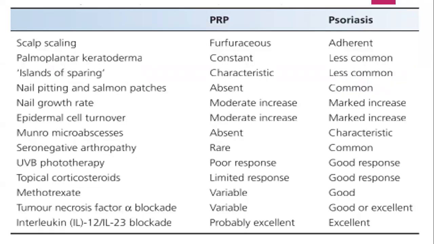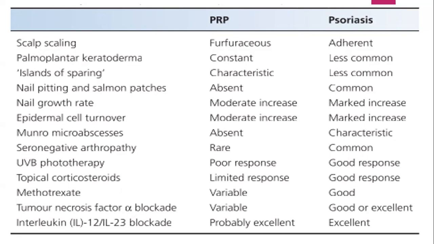This slide shows a few significant differences between PRP and psoriasis, because these are two diseases which are quite similar to each other. So as far as the scalp scaling is concerned, PRP will have a furfuraceous scale, easily removable scales, but psoriasis has thick adherent scales. Then palmoplantar keratoderma is much more common in PRP as compared to psoriasis. Then islands of sparing is a characteristic feature of PRP, but it is not seen in psoriasis.